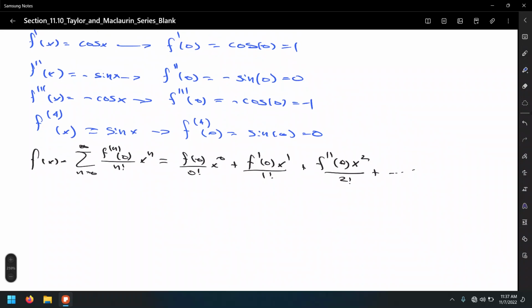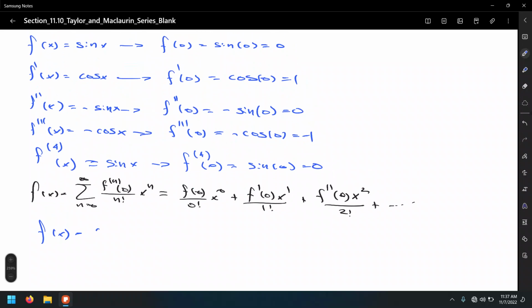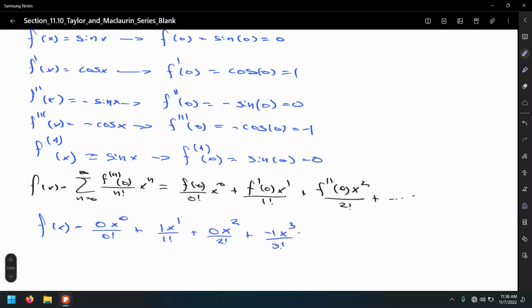Okay, so this is going to be f of x. So f of 0, which is 0 x to the 0 over 0 factorial plus 1 x to the first over 1 factorial, and then plus 0 x to the second over 2 factorial, and then plus negative 1 x to the third over 3 factorial, and then plus 0 x to the fourth over 4 factorial, and well, plus whatever's next.